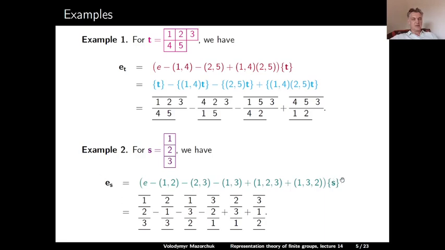So ES is equal to the tabloid of S, which is the same as the tableau of S in this case, and then acted upon by this antisymmetrizer. So we get the tabloid 1, 2, 3 minus the tabloid 2, 1, 3 minus the tabloid 1, 3, 2 minus the tabloid 3, 2, 1 plus the tabloid 2, 3, 1 and plus the tabloid 3, 1, 2.